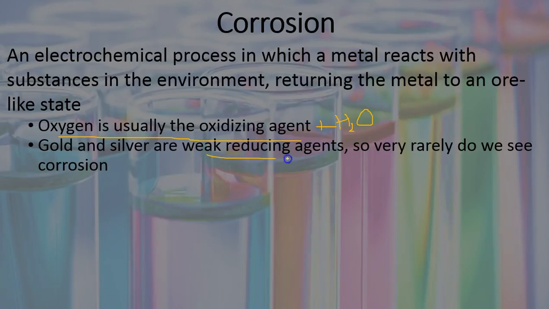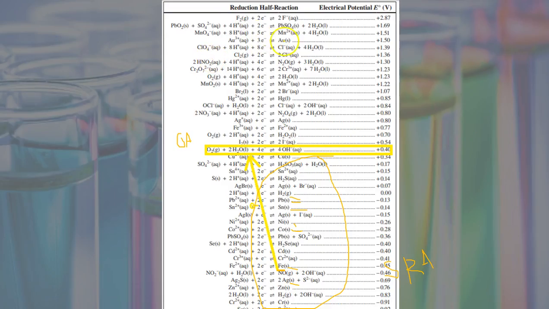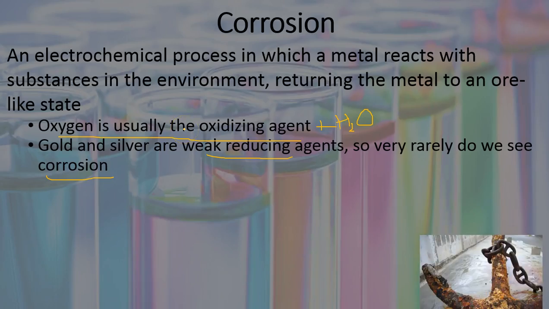Gold and silver are weak reducing agents, so we don't actually see those corrode. That's why we have a lot of jewelry made out of gold and silver, because they will not break down or corrode over time. If we look at this chart, gold is up here and silver is right here. So these are non-spontaneous reactions. The only way that these would corrode naturally is if there was some sort of input energy or input voltage causing this reaction to occur. So remember, these are not spontaneous because these RAs are above this reaction as an oxidizing agent.